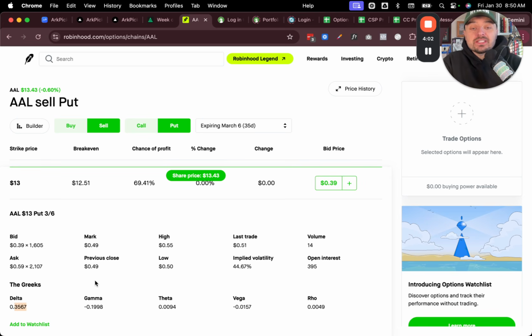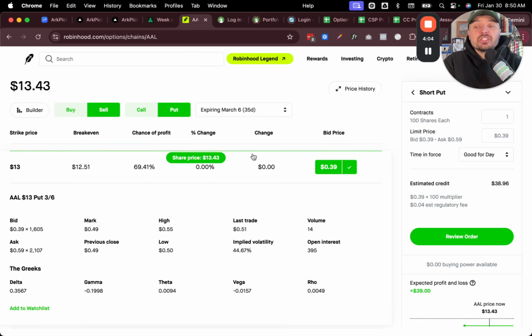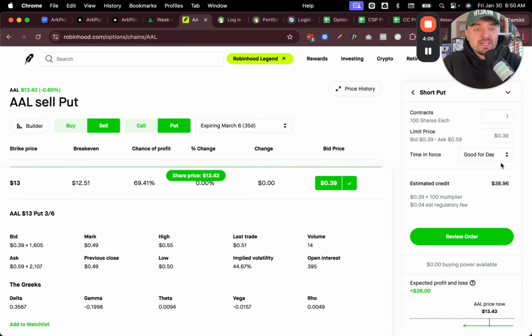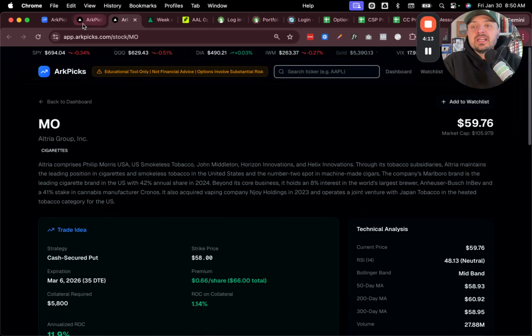It's more aggressive, but I'm willing to take that position because it's going to further my cost basis down. Now, obviously, you have to have your conviction. Always make sure to look at your bid-ask spread. That's what's really nice about Ark Picks: everything gets flagged.